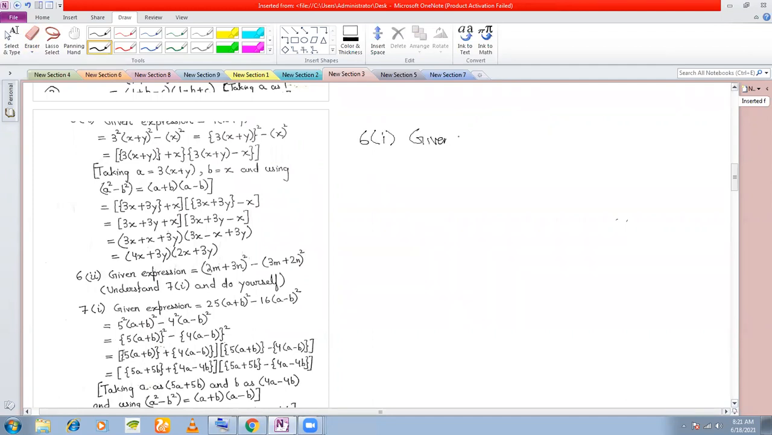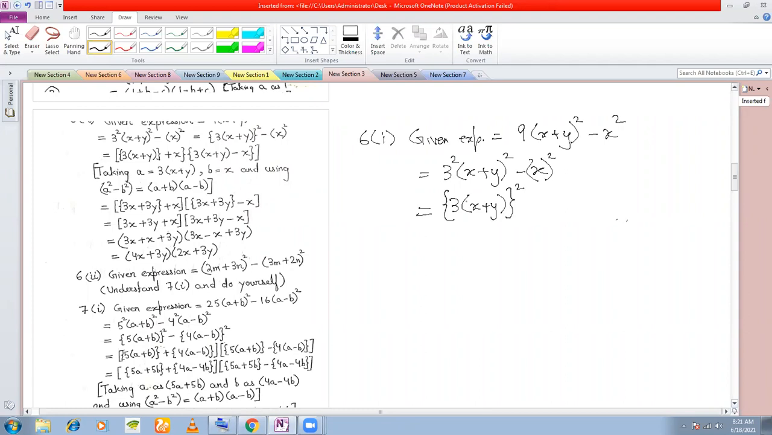Given expression is equal to (3x + y) whole square... actually 9(x + y) whole square minus x square. 9 is a perfect square, you can write it as 3 square. And x square is also a perfect square, you can write this as a square of x. So now what happens? You can write thrice (x + y) as a perfect square in this way, and write x as it is.